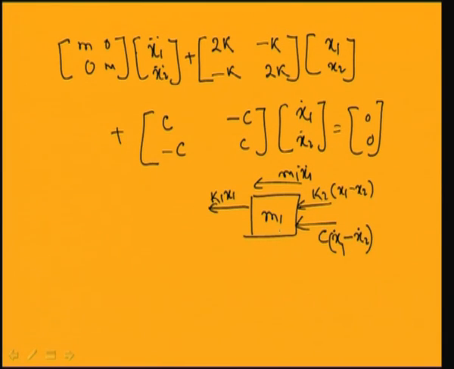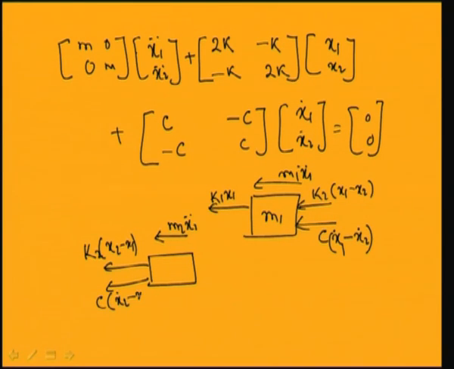Similarly for the second mass m2, you can draw the free body diagram and write the equation of motion. So this is m2 x2 double dot, and you have a spring force k2 into x2 minus x1, and damping force equal to c into x2 dot minus x1 dot, and on this side you have a spring force of k3 into x2. Using these forces you can write the equation of motion of the system.